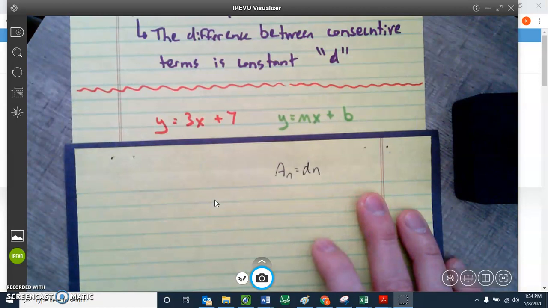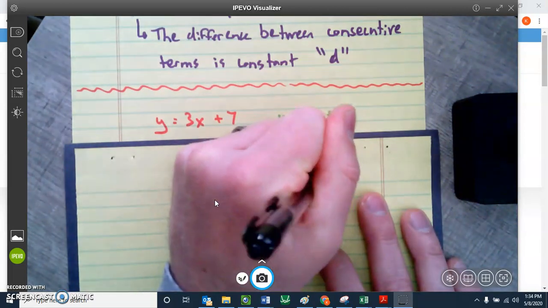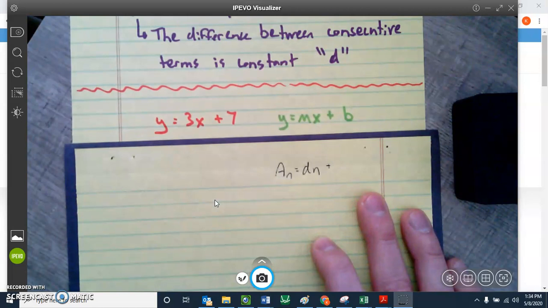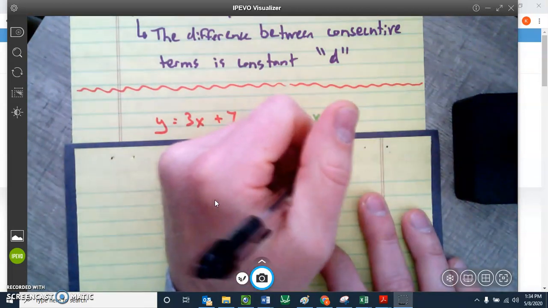On a graph, b is the y-intercept. It's the value you get. It's the output you get when you plug in a 0 for your input, for whatever your independent variable is.